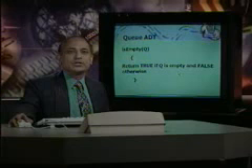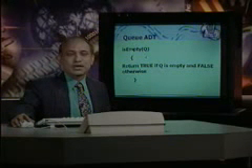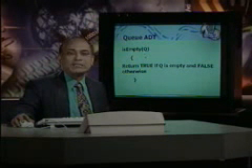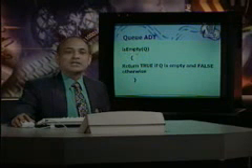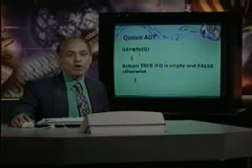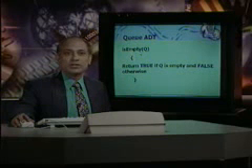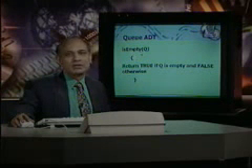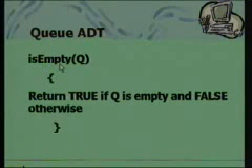Let's have is empty. Is empty is another function we have defined as a part of my ADT model. It returns a Boolean value, either true or false. It will be used by some of the operations of queue. Is empty returns true if queue is empty, and false otherwise. If queue is empty, no element is there, then it simply returns true, otherwise it returns false.